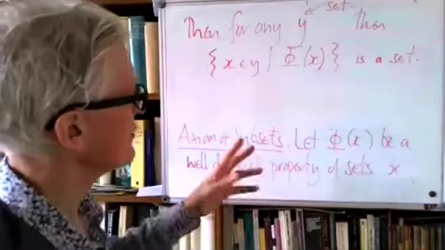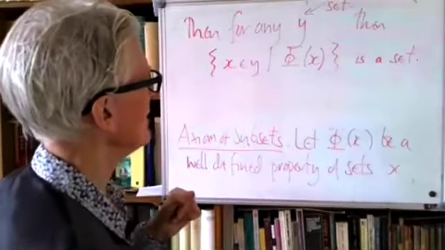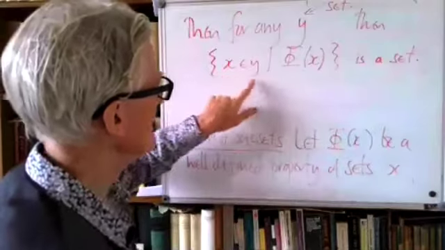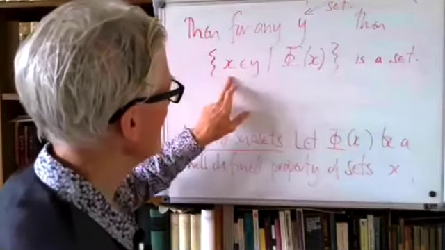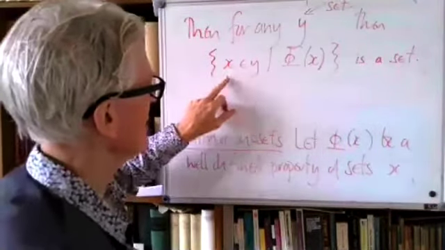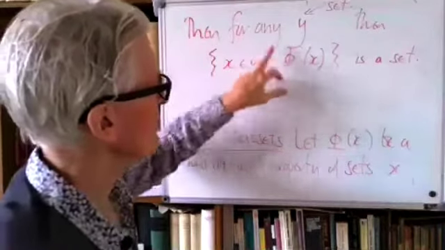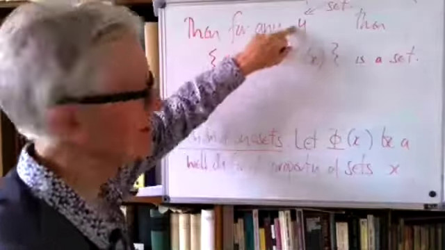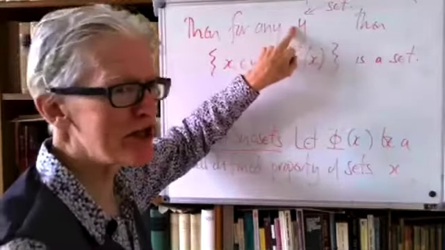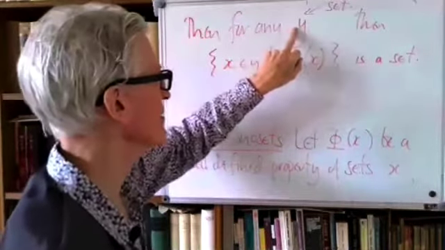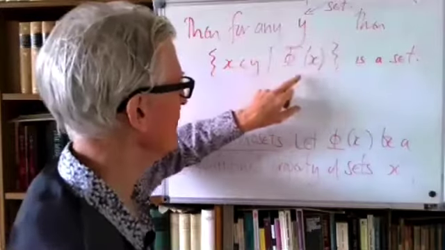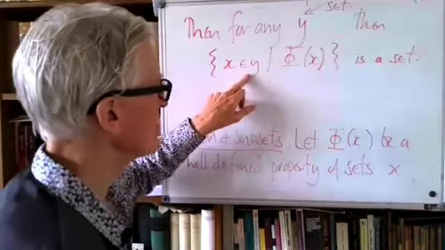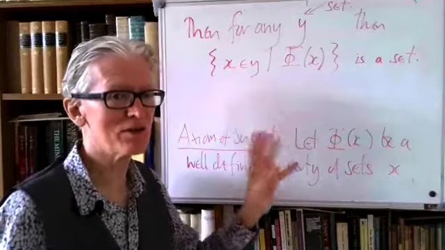And there are two things to note here. The difference with the Russell class is that I'm restricting the scope of the things I'm talking about. I'm only looking at x's that are in this set y. So I restrict attention to a set. Then anything I can define, if I keep my attention restricted, is safely also a set.